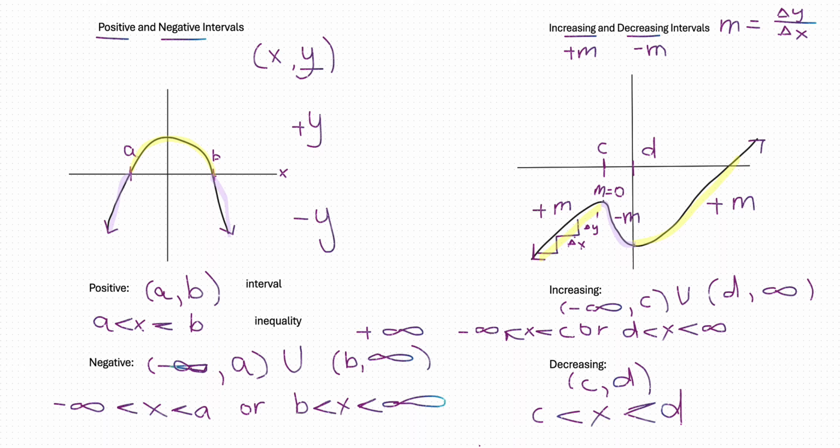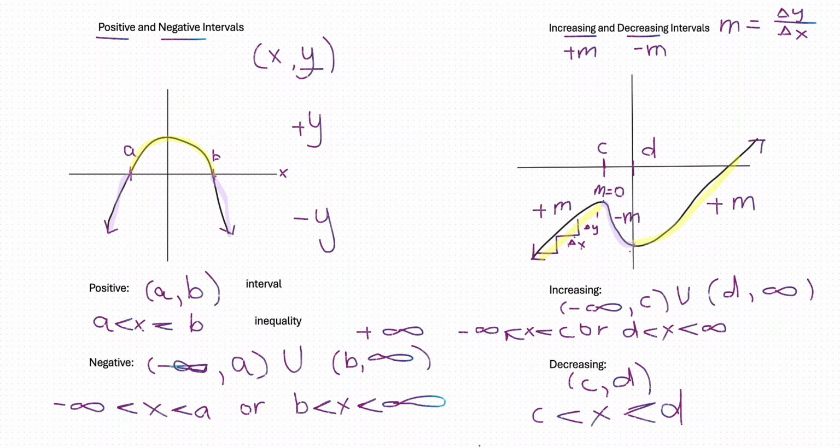We write it this way, where c is less than x is less than d, because any place where x is between c and d is where it is decreasing. So we're ultimately saying the same thing here, it's just written in a different way. And here we won't have to use a union sign because our points are not separated like this.